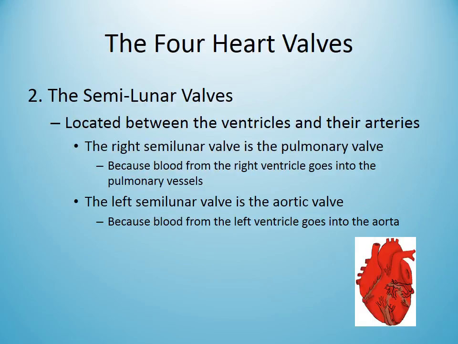The second type of valves are the semilunar valves, and these are located between the ventricles and their arteries, so it's always going to be exiting. This is when the blood is going to be exiting the heart into arteries. We have the right semilunar valve, and that's actually the pulmonary valve because that blood is going to the pulmonary vessels, hence why it's called the pulmonary valve. And then we have our left semilunar valve, which is called the aortic valve because that blood is going from the left ventricle into the aorta.